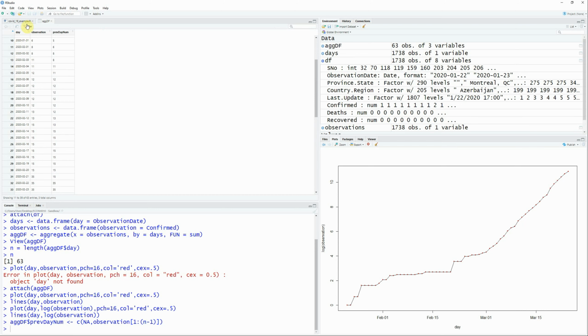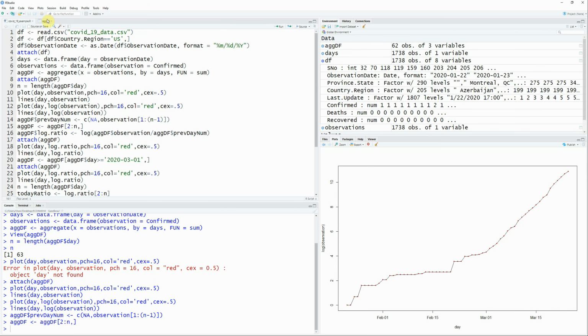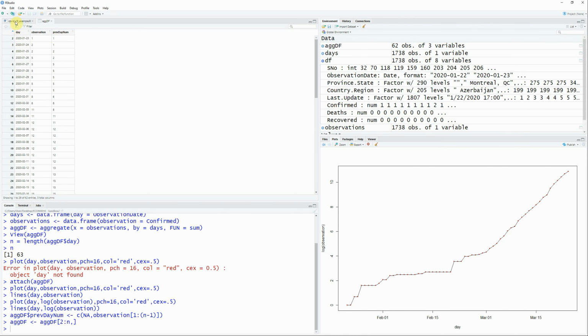I'm doing that because what I'm interested in is the ratio between 2 consecutive days, and that would be the growth rate between 2 consecutive days. The larger the growth rate, the faster the pandemic is growing. Now, because the first row is not available for one of the observations, I dropped that and just used the second row forward. Look at the data set, I don't have that anymore.